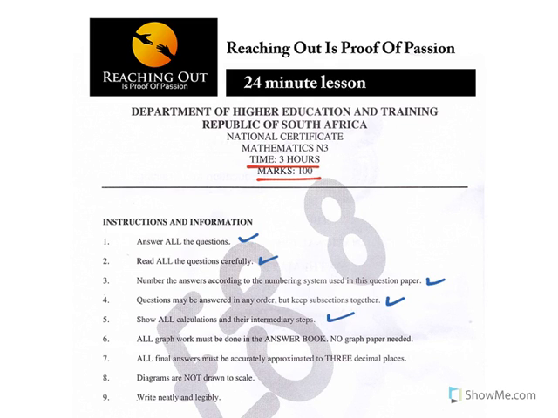Show all calculations and their intermediary steps. Don't omit any calculations. All graph work must be done in the answer book, so no graph paper is needed. Even when sketching a graph, you need to draw it in the same answer book. All final answers must be accurately approximated to 3 decimal places. Diagrams are not drawn to scale. They say write neatly and legibly, so they need you to be neat in your work.